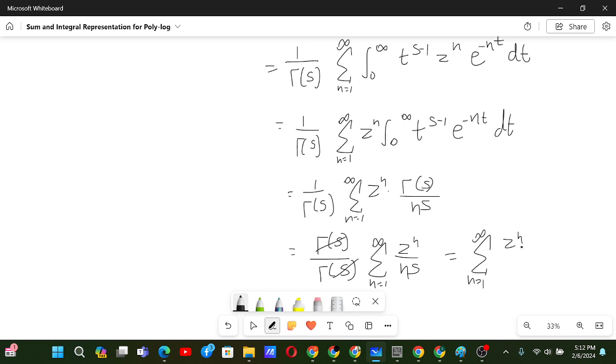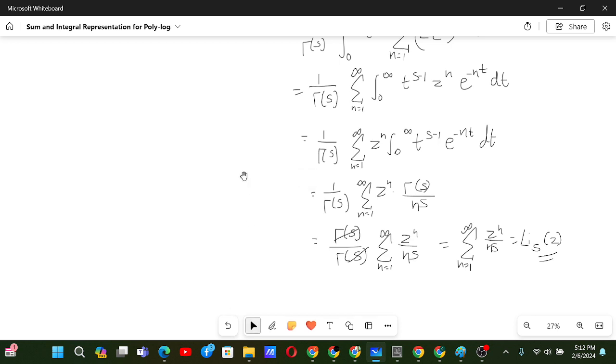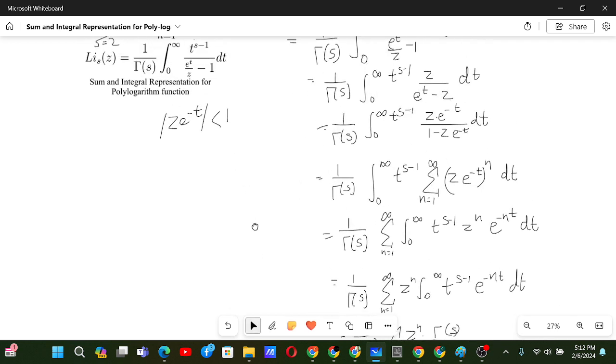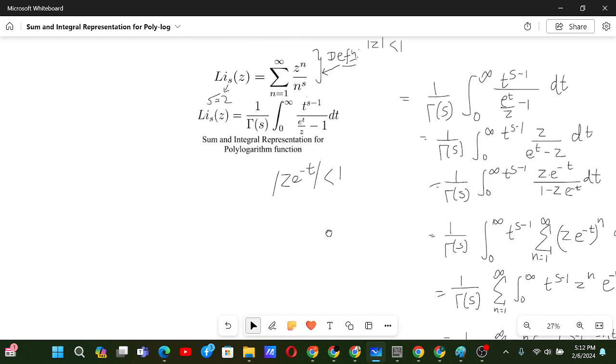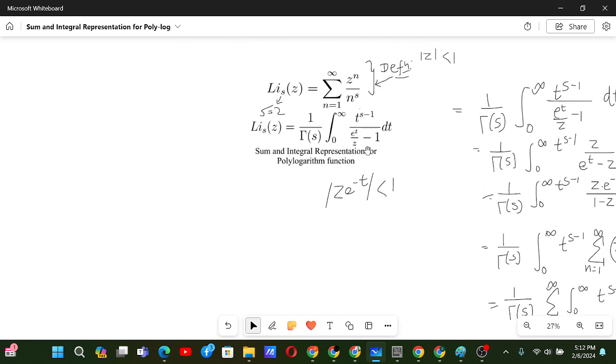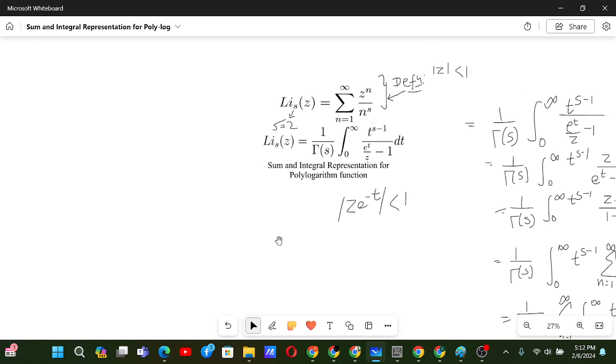G to the power n by n to the power s, which is Li_s of g. Okay, so this proves the integral representation for the polylogarithm function, and note that this also involved quite a bit of logic, because we had to know why the expression is less than 1 and how to use the geometric series. And okay, so we have proved both the integral and sum representation.